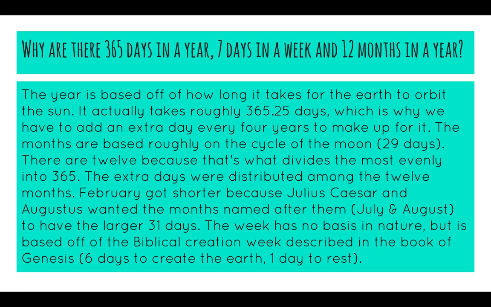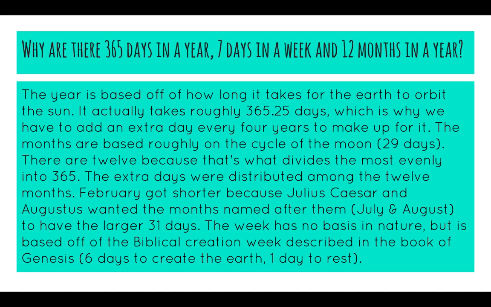Why are there 365 days in a year, 7 days in a week, and 12 months in a year? The year is based off how long it takes for the Earth to orbit the Sun. It actually takes roughly 365.25 days, which is why we have to add an extra day every 4 years to make up for it. The months are based roughly on a cycle of the moon, which is 29 days. There are 12 months because that's what divides most evenly into 365. The extra days were distributed among the 12 months.